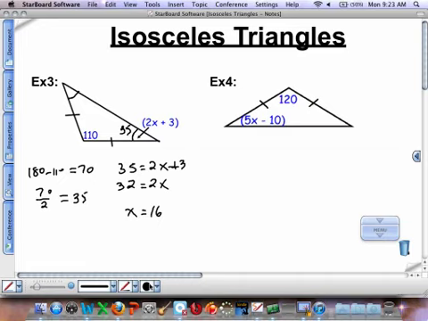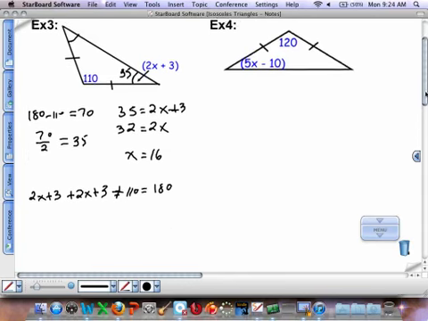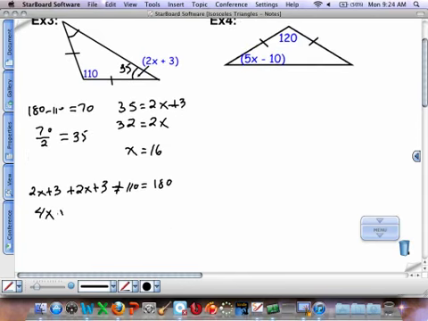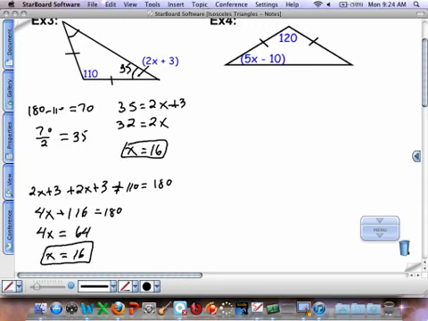Okay. Morgan, what'd you try? I did 2x plus 3 plus 2x plus 3 plus 110, and then added like terms, and then subtracted 116 and divided by 4. All right, slow down there. So I got 4x plus 116 is equal to 180. All right, keep going. Then subtracted 116, you get 4x equals 64, then divided by 4 and got x equals 16. All right, 2 different approaches. Both approaches should work. Okay, so whichever one you're more comfortable with.